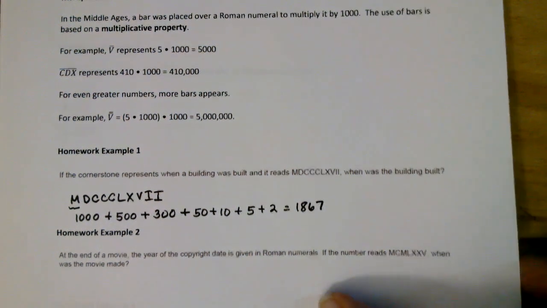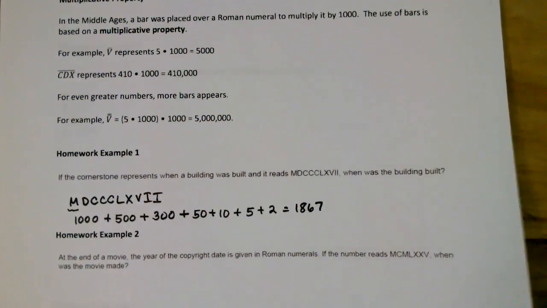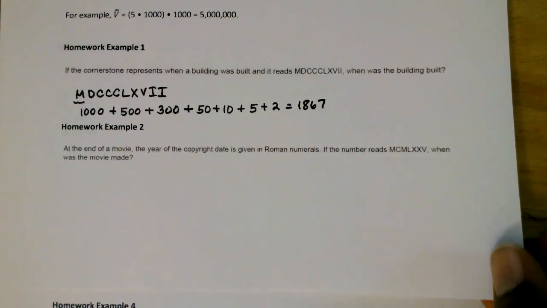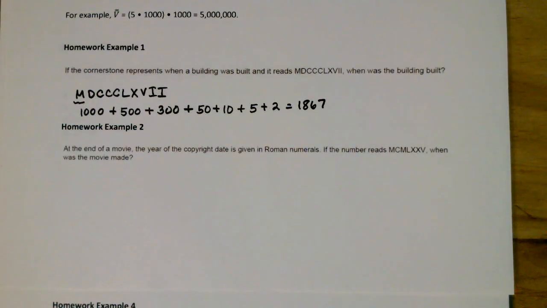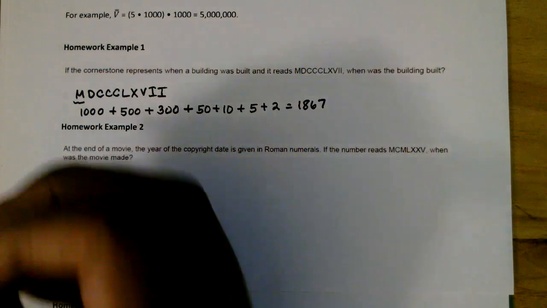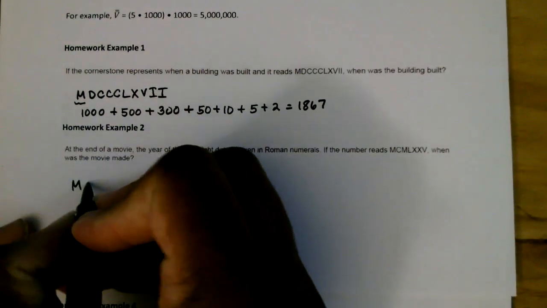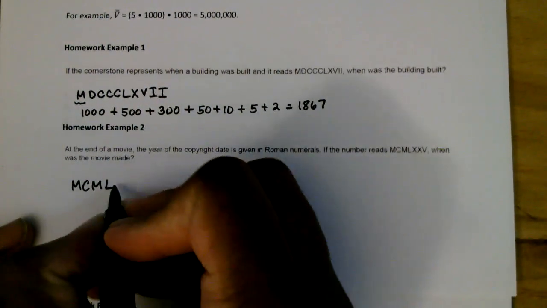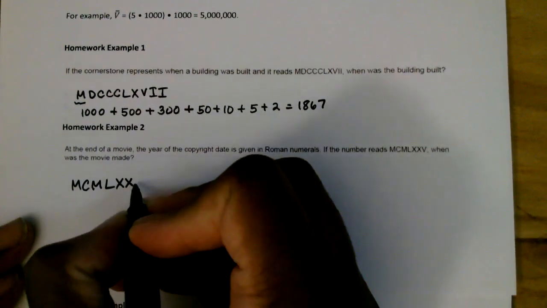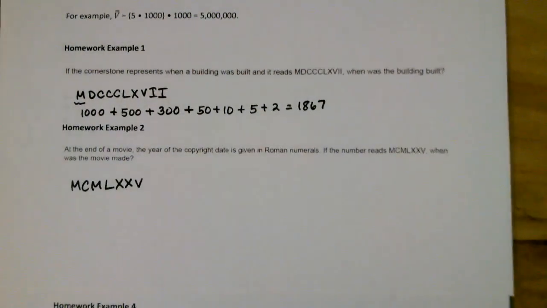Okay. All right, and here's another example. At the end of the movie, the year of the copyright date is given in Roman numerals. If the number reads MCMLXXV, when was the movie made? So we get MCMLXXV.